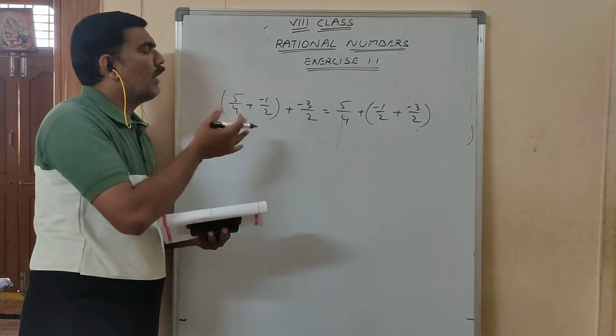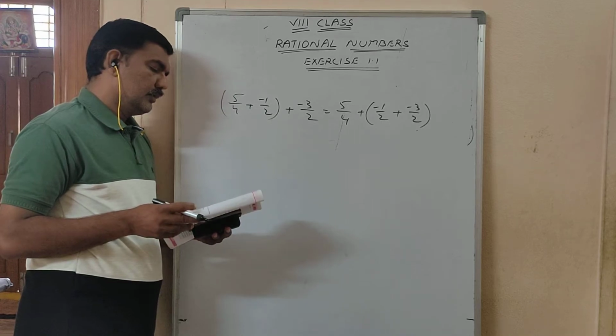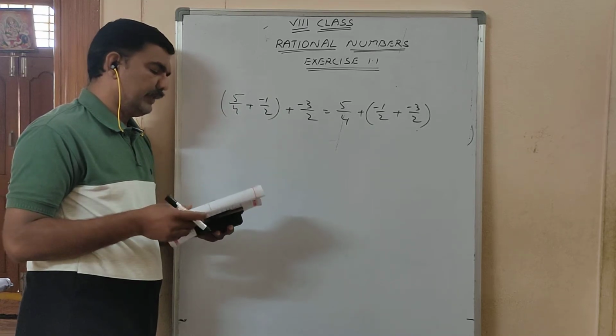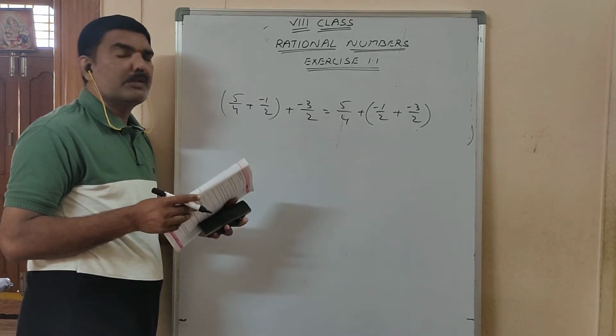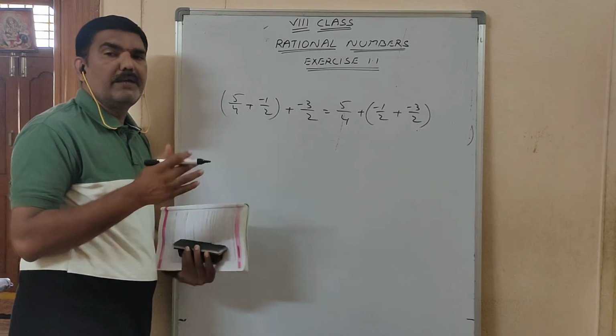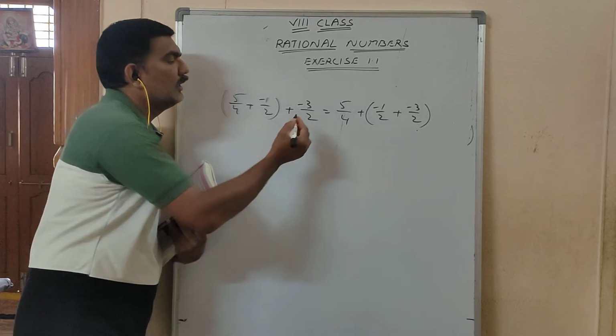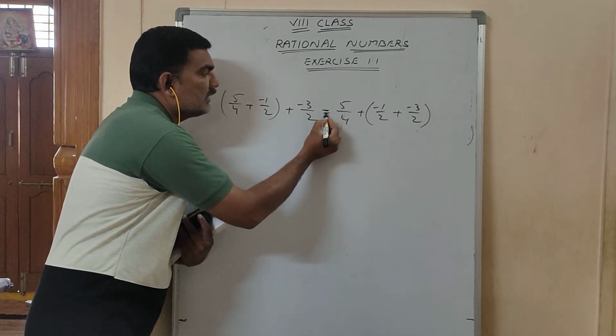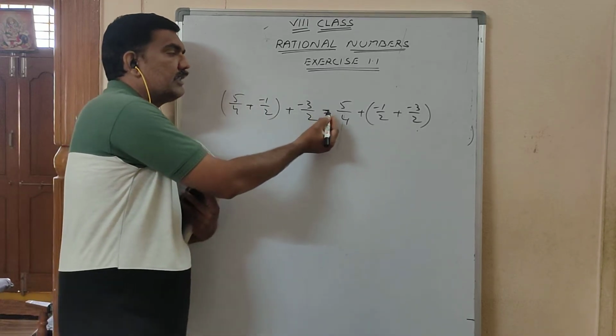Here, what properties are used? He is asking to verify the following. He did not ask the name of the property, he asked to verify this one. So, what is this symbol? Very good, it is equals to.